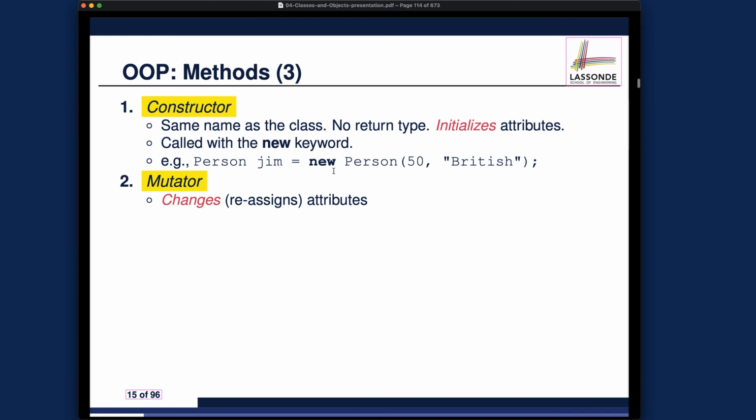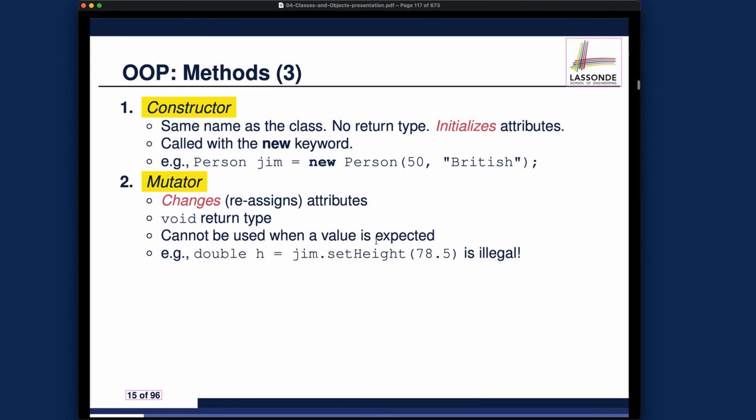Mutator. They are only supposed to change or reassign the attribute values. They are not going to return anything, so that's why the return type is void, and they cannot be used when a value is expected. What do I mean? Here you can see gym.setWeights. Let's say setWeights is defined as a mutator method returning void in the Person class. Since it is not expected to return anything, only void, void cannot be assigned to a double. That's why it's illegal. I will have another exercise for you at the end once we talk about accessor and mutator.